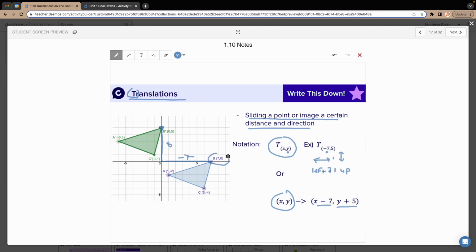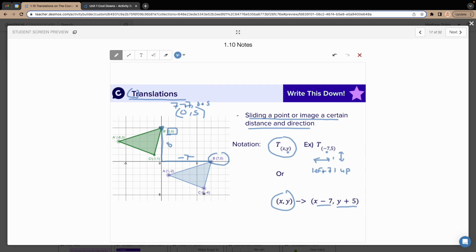So if I look at point 7, 0: 7 minus 7 is 0. So that's going to be 0 for the x. And then the y, add 5. So my y is 0. So I'm going to add 5, which would give me 5. So that point goes from 7, 0 to 0, 5. It's the same thing. It's just using numbers instead of counting. I like counting better, but you could do it this way as well.